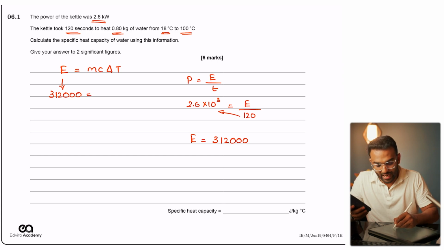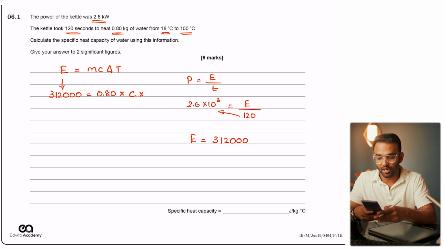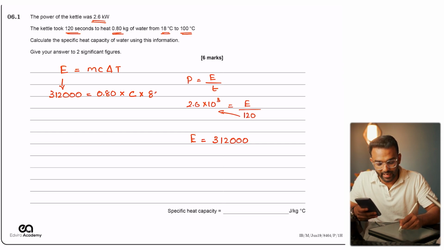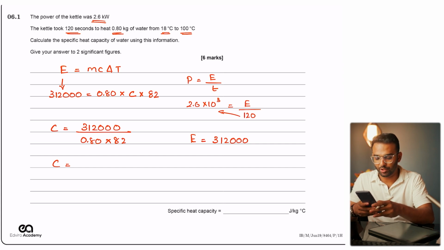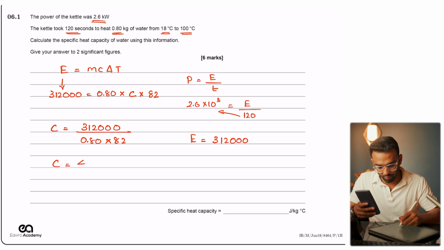So the energy, 312,000, equals mass. Mass is given, of course, 0.80 times specific heat capacity of water. I don't know, that's what we are working out. Times the change in temperature, simply 100 minus 18, which is 82. And now we're just making C the subject. C equals 312,000 divided by 0.80 times 82, and the value of C can be worked out there. 312,000 divided by 0.80 times 82 is giving me a value of 4756.09.